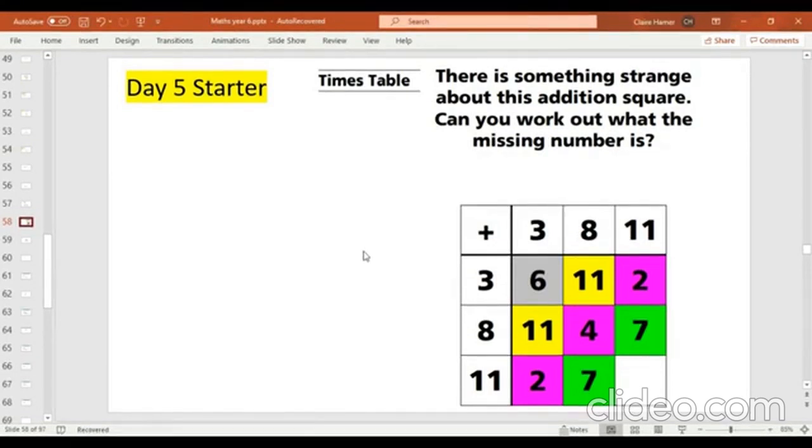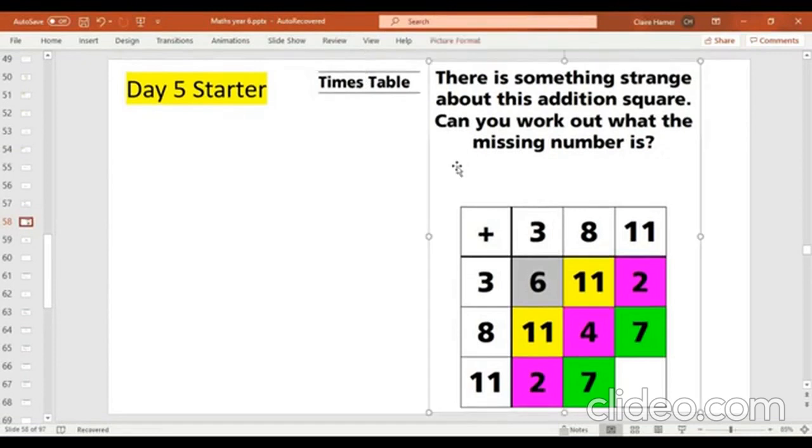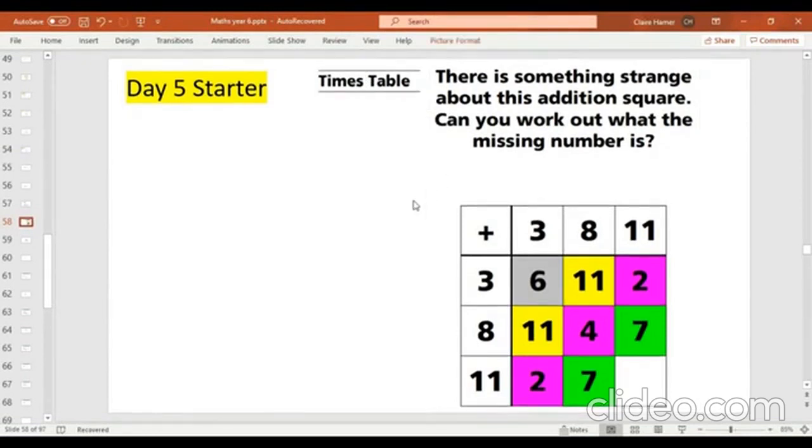Now, I wonder if any of you have managed to work out the solution. Now look, this is called times table. Time is the clue. Imagine these are times. 11 o'clock, add 3 hours. So if we go from 11 o'clock, we get 11 o'clock, 12 o'clock, 1 o'clock, 2 o'clock. It works. Let's try this one.